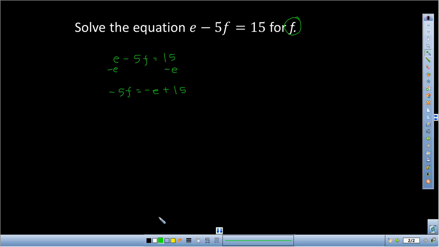We still haven't isolated the f completely yet, so to isolate the f we have to undo multiply by a negative 5. We do that by doing the opposite of multiplication, which is division. So we're going to divide everything on the left side by negative 5, which means we need to divide everything on the right side by negative 5. Negative 5 divided by negative 5 is 1, and so we have 1 multiplied by f, which means that f is equal to a negative e added to 15, all divided by a negative 5.